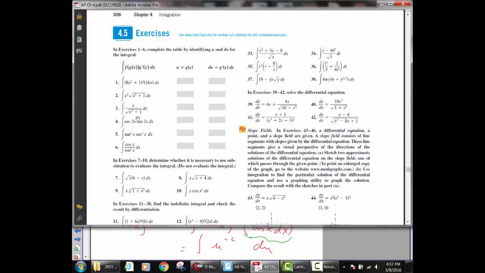For number 14, what will happen with trig functions, and we'll see that in a bit, you'll either let u equal the whole trig function or sometimes just the angle. And here it'll actually be best for us to let u equal the angle 2x, therefore your du is 2 dx.